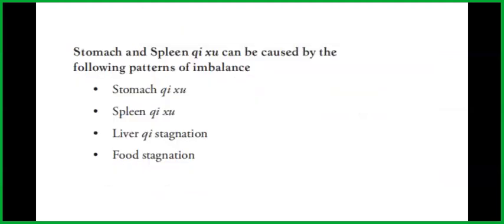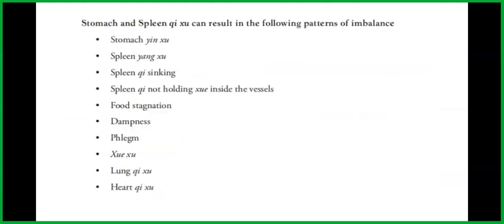Stomach and spleen Qi deficiency can be caused by stomach Qi deficiency, spleen Qi deficiency, liver Qi stagnation, and food stagnation. And this can result in stomach Qi deficiency, spleen yang deficiency, spleen Qi sinking, spleen Qi not holding blood inside the vessels, food stagnation, dampness, phlegm, blood deficiency, lung Qi deficiency, and heart Qi deficiency.